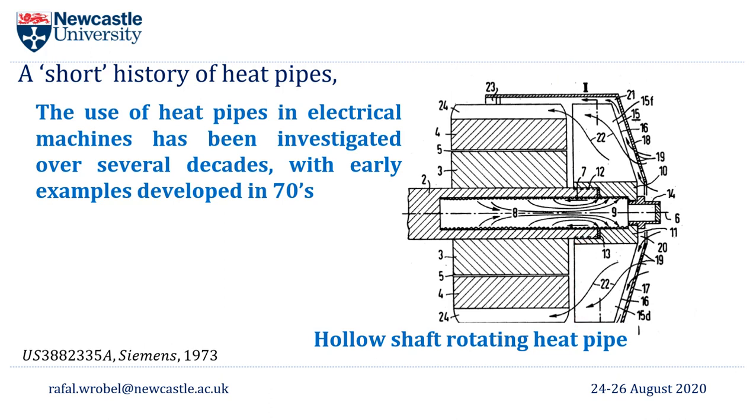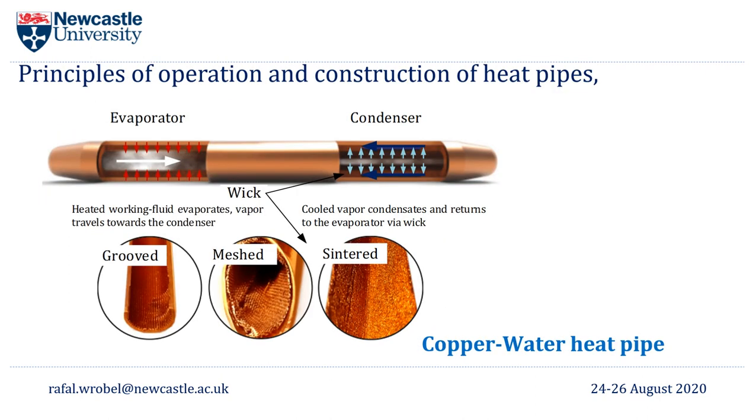We will be coming back to electrical machines and heat pipes in the second part of the presentation, but for now we focus on heat pipes and the operating principles, operating limits, materials and manufacturing techniques. So the next slide illustrates a typical heat pipe. This is a copper vessel in the form of a pipe, filled with a working fluid. In this case it's water.